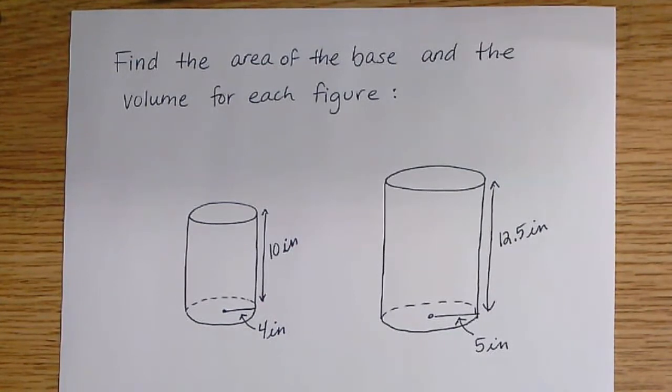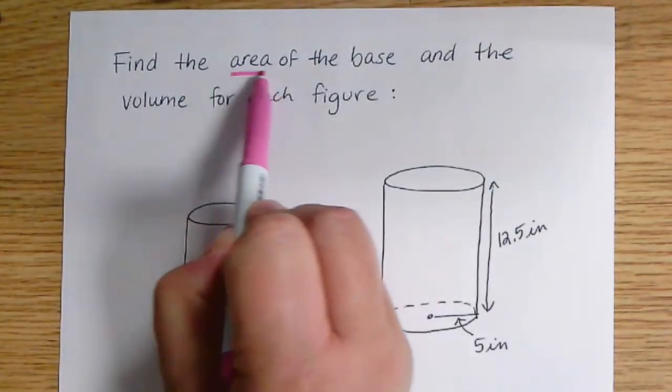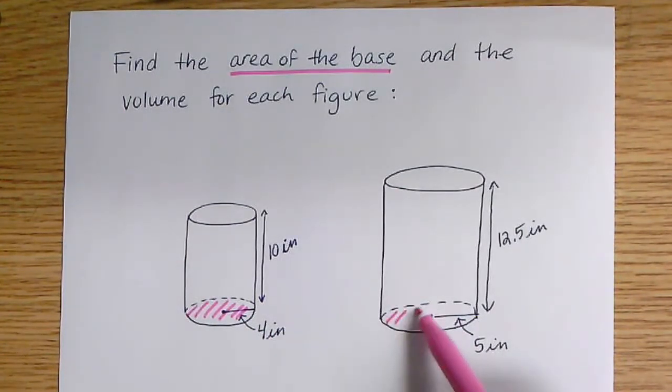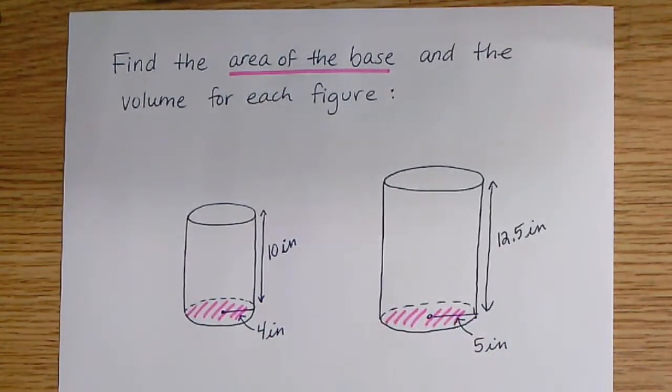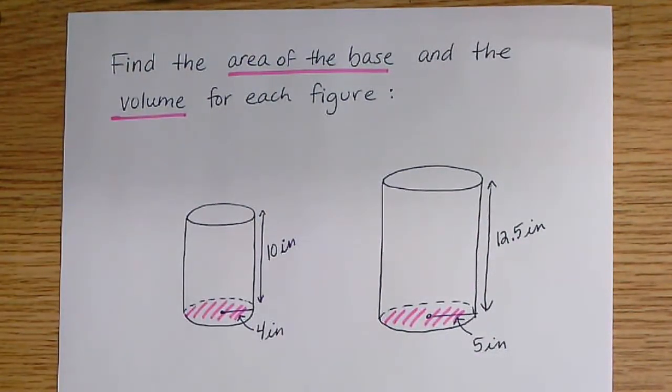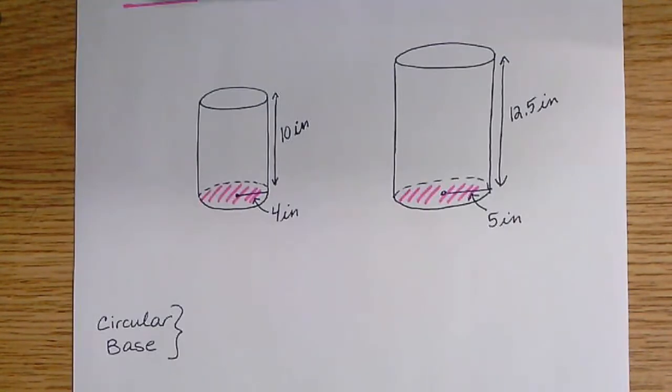So the first thing I want you to do is go ahead and pause this video, and you're going to find the two things that you are asked to find here. First off, the area of the base, and we just mean one base. So in other words, this area on this cylinder and this area on this cylinder, and also the volume for each one. So pause your video now if you haven't already, and make sure you can figure out the area of the circular base for each of those and the volume of the entire cylinder. Okay, so hopefully you've got those now, and I'm going to go ahead and catch up with you.